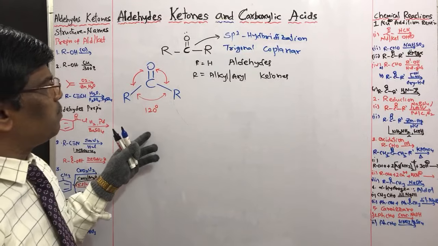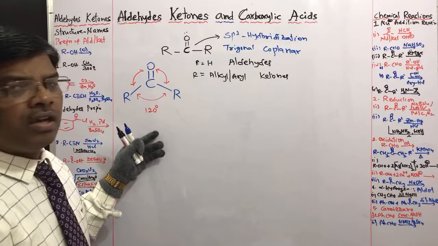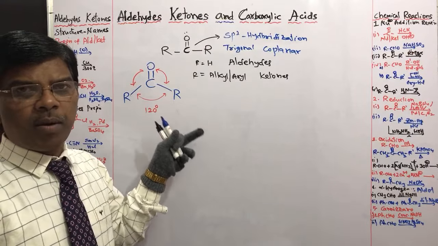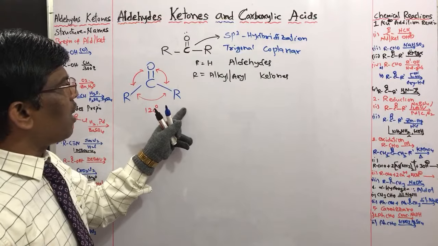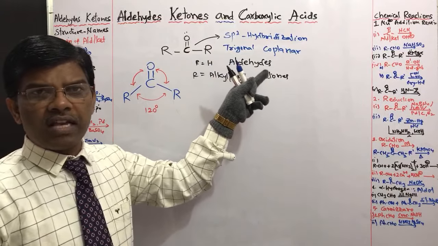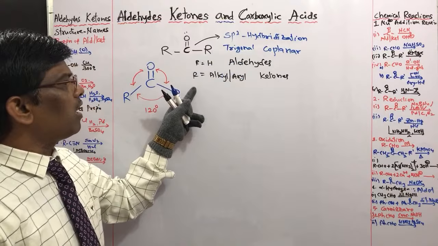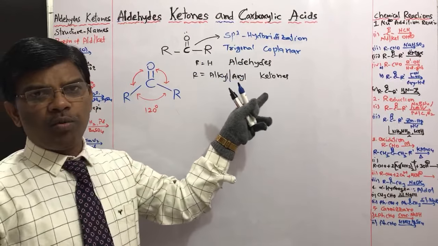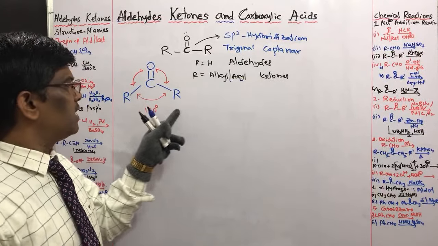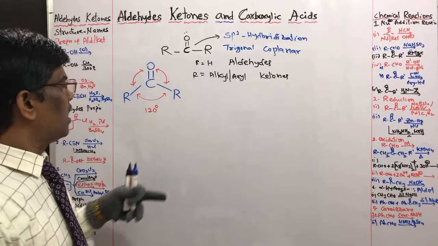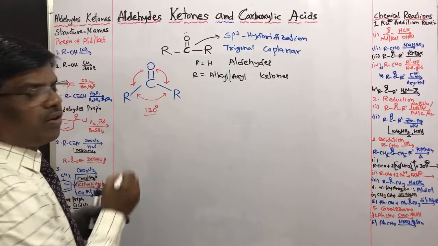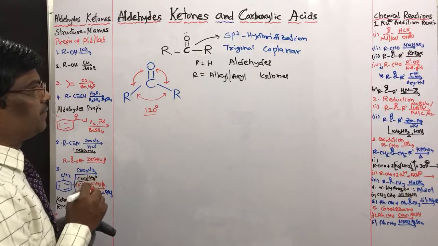So it is an sp2 hybridized molecule where carbon has a double bond with oxygen, and of the remaining substituents, if R equals hydrogen, then they are known as aldehydes, and if R is alkyl or aryl groups on two sides, then it is known as ketones. Yes students, the bond angles are 120 degrees and 120 degrees.